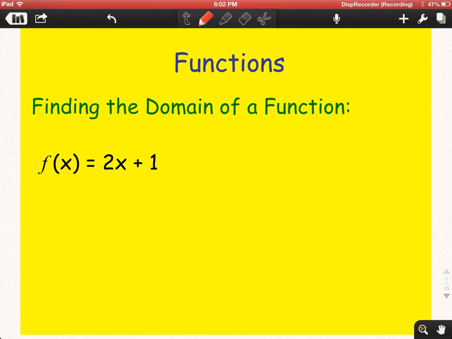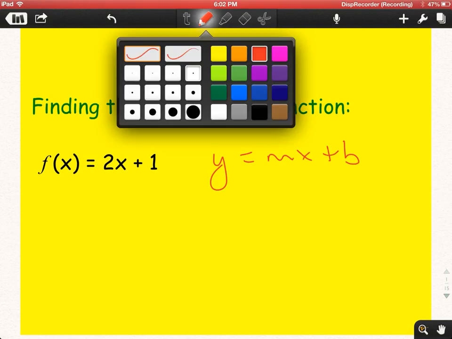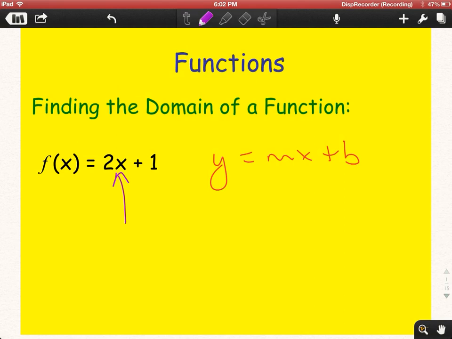So how do you find the domain of a function? Well, the domain is usually best thought of in reverse by asking the question, what values of x can I not plug in to my equation? Well, when we have a line, little y equals mx plus b, you can plug anything and everything in for x. You can plug in negatives, positives, 0, fractions, decimals. It doesn't make any difference.